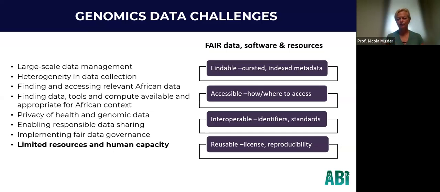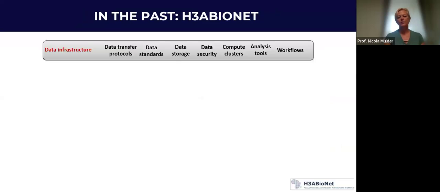It's actually very difficult to find the African data because there's so little data that's been generated so far. And that's why we're trying to promote this fair, findable, accessible, interoperable, and reusable. So we don't have much data, so let's make the best use of the data that we do have. Let's make it findable and let's make it really usable. Of course, with genomics, we also have to think about privacy because it's health and genomic data. So we have to enable responsible data sharing. And we've definitely got limited resources to curate and make the data available, but also to analyze and interpret the data ourselves.